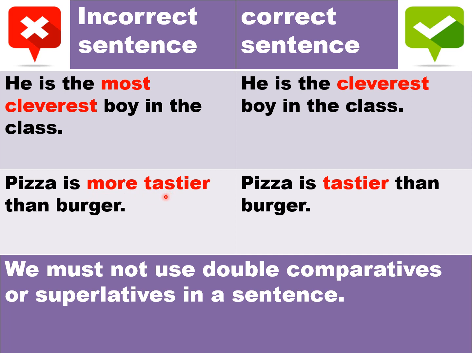Pizza is more tastier than burger. We must not use more tastier. Instead of more tastier, we must use tastier only. Pizza is tastier than burger.